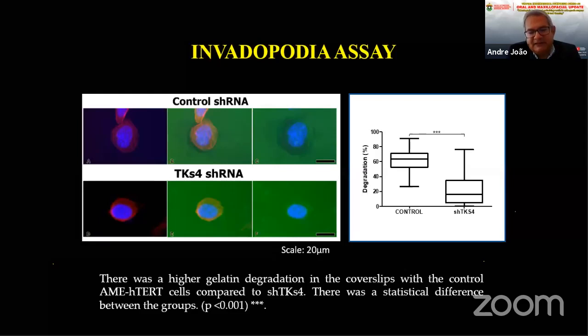Look, we have expression of MMPs in ameloblastoma. We have expression of growth factors in ameloblastoma. We have the expression of key proteins for the formation and activation of invadopodia. And an important role of TKS4 in this process.